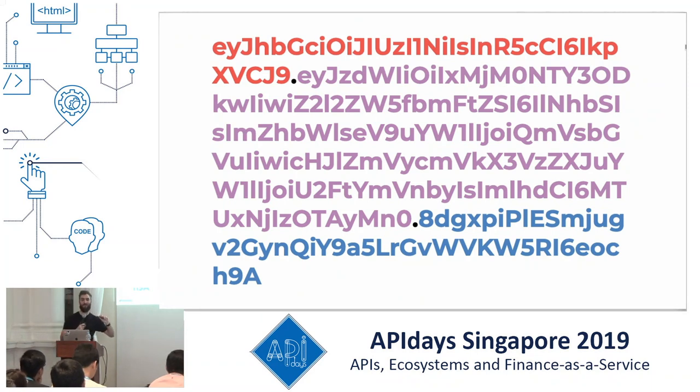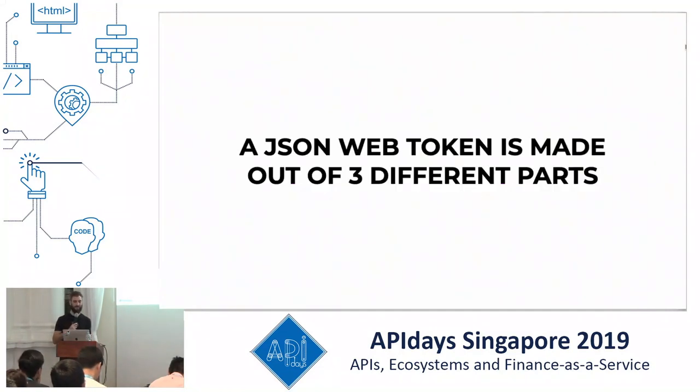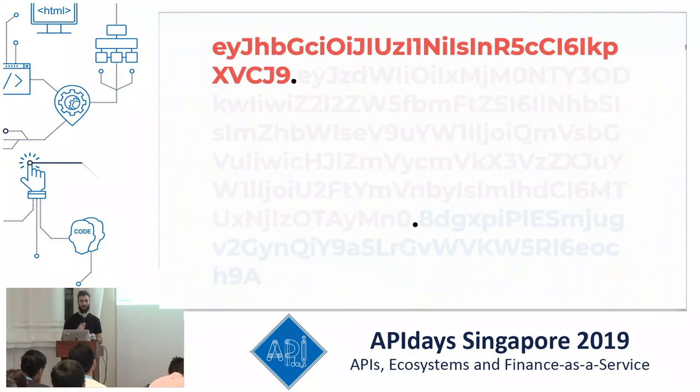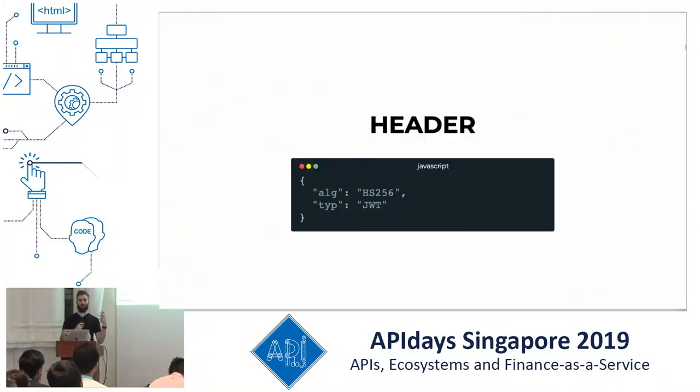I didn't, the first time I saw a JSON Web Token. But it's good to know that there's three different parts to a JSON Web Token. The first one is the header. The header is basically just a base64 of a JSON object which contains some metadata: which algorithm is used to sign this JSON Web Token?